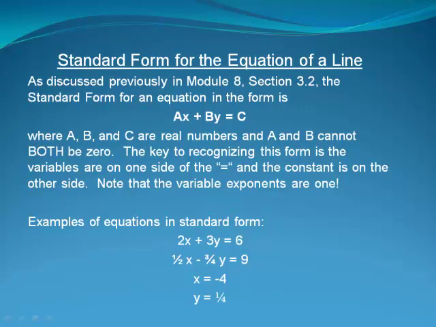So some examples of equations in standard form, and again the key is x and y are on one side and your constants on the other. 2x plus 3y equals 6 is considered standard form. In this book, 1/2 x minus 3/4 y is equal to 9 is standard form. x equals -4 is standard form. Note there that you're missing a y variable, but that's okay. That's still considered standard form. And y is equal to 1/4. You can also be missing the x variable.